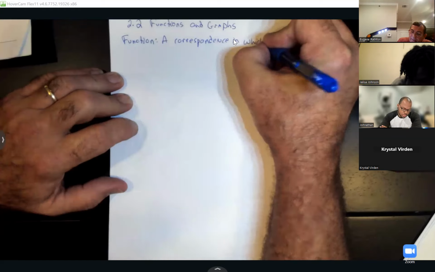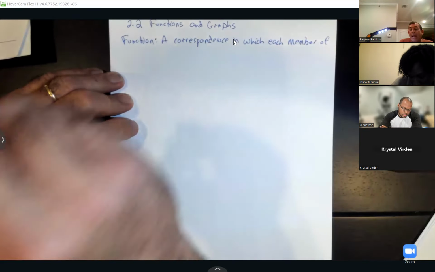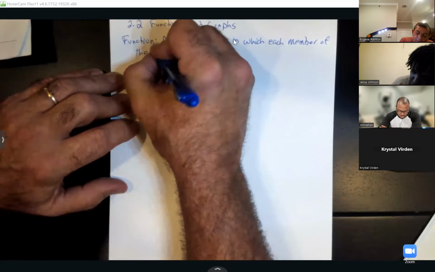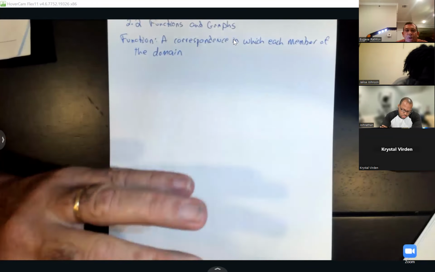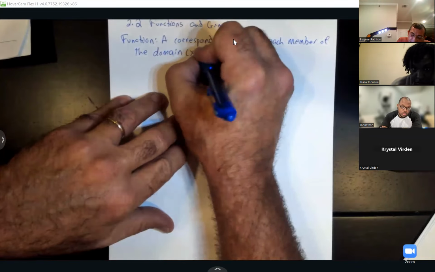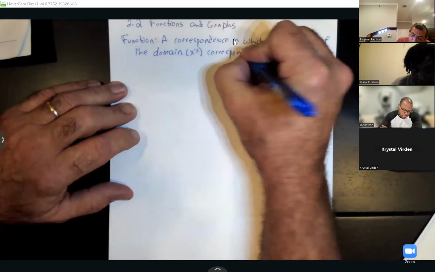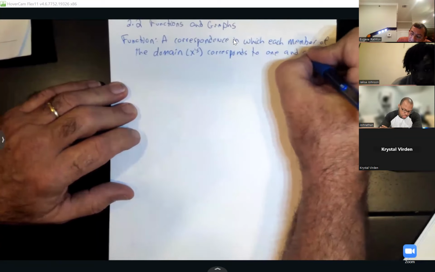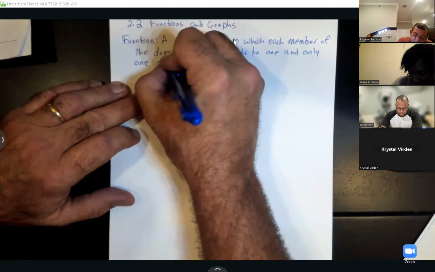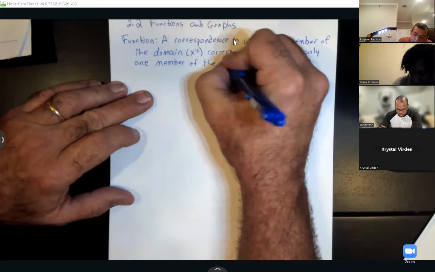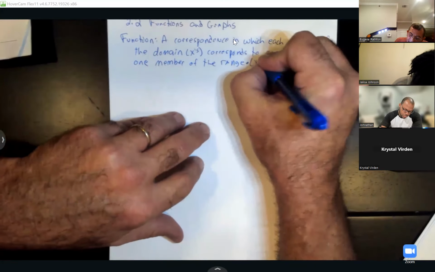in which each member of the domain corresponds to one and only one member of the range. Now remember, domain is like your X's, okay? But each member of the domain corresponds to one and only one member of the range. So remember, the range is your Y's.